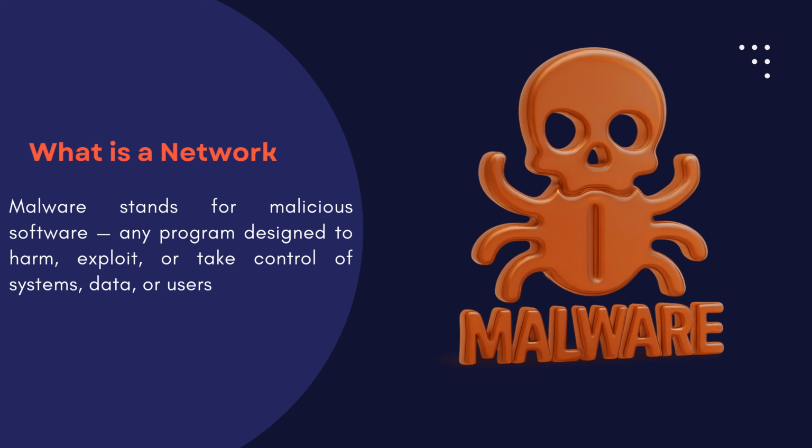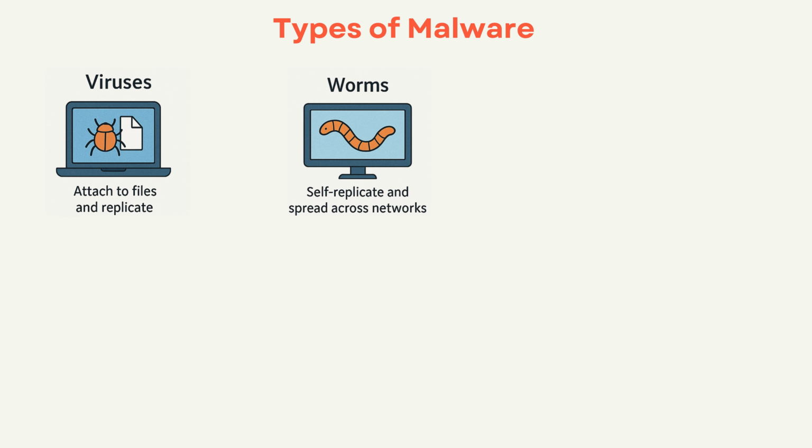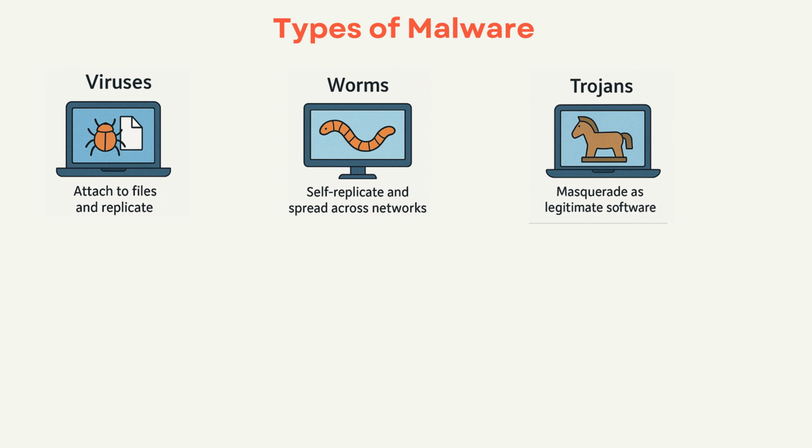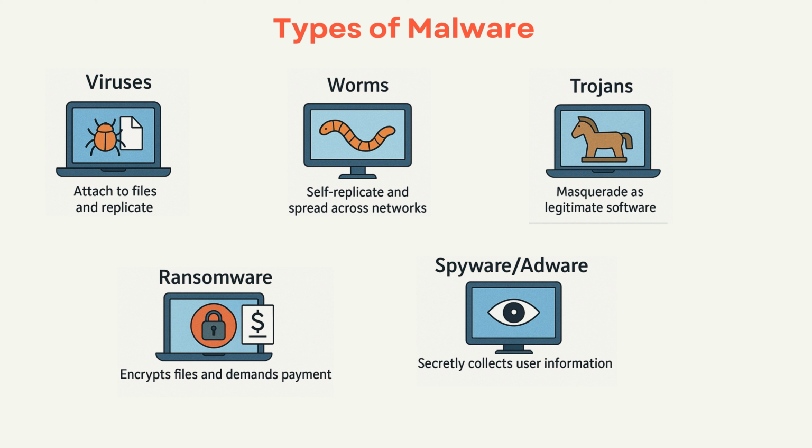What is malware? Malware stands for malicious software. Any program designed to harm, exploit, or take control of systems, data, or users can be categorized as malware. Common types include viruses, which are attached to files and replicate; worms, which are self-replicating and spread across networks; trojans, which masquerade as legitimate software; ransomware, which encrypts files and demands payment; and spyware and adware, which secretly collect users' information. Each type behaves differently, but all pose serious threats.